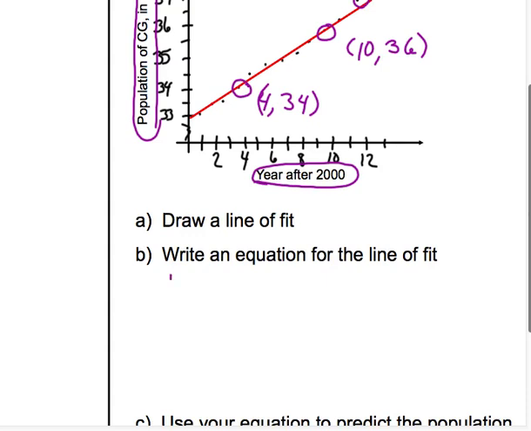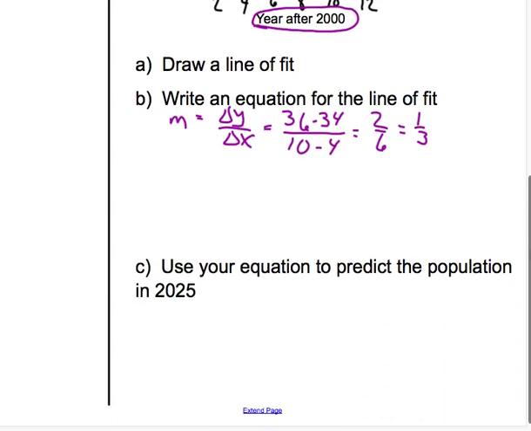So the first thing we do when we write the equation of a line, remember, is find the slope. Change in y over change in x. So my y coordinates are 36 and 34, and my x coordinates are 10 and 4. So I get a slope of 2/6, which simplifies to 1/3. Once I have my slope, I use my point-slope form of a line. So if you don't remember what that one is, where you take one of your 2 data values, or ordered pairs, and put that in for the x1 and y1. So our slope is 1/3.